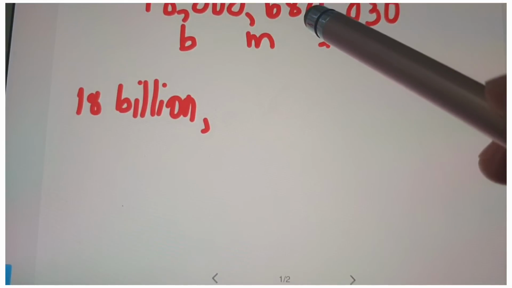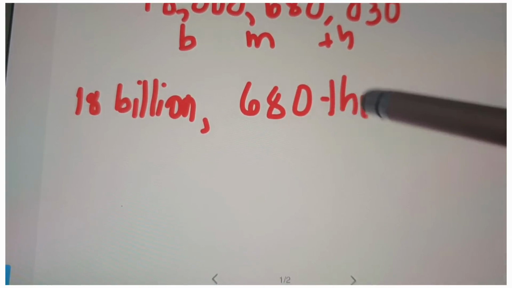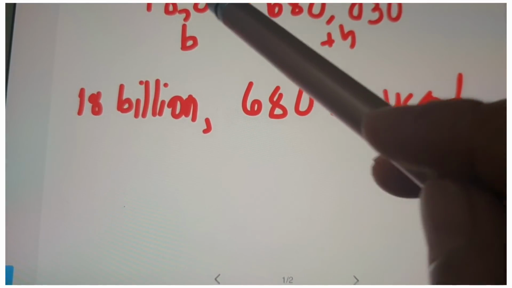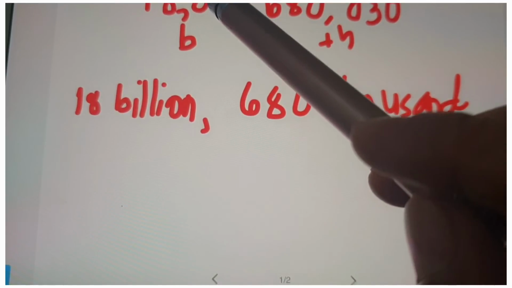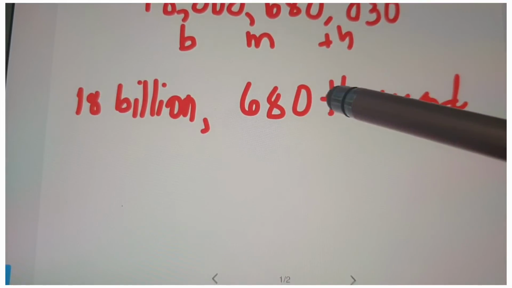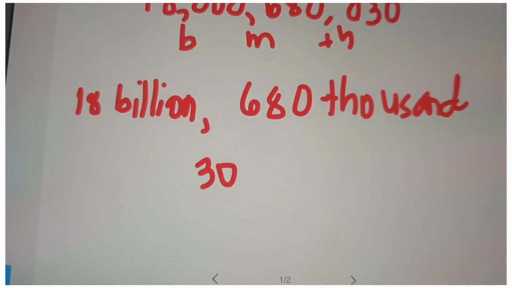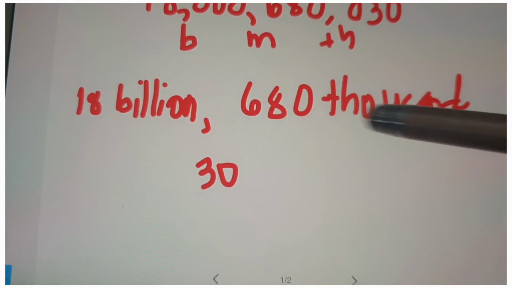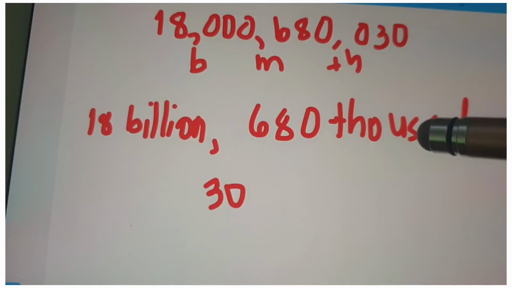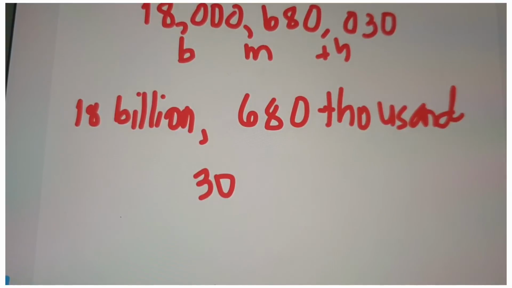So let's proceed to the next number, 680,000. Again, we don't have million because the given numbers are all 0, so we don't read that number. We just leave it. So we have 18 billion, 680,000. And the next number is 30. So just write 30, as simple as that. 18,680,030.